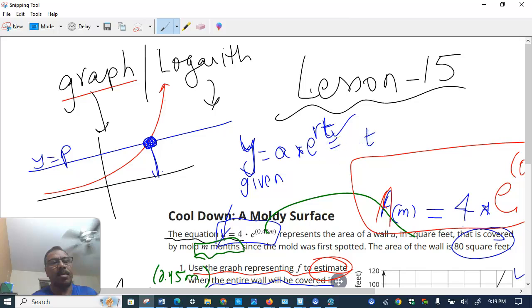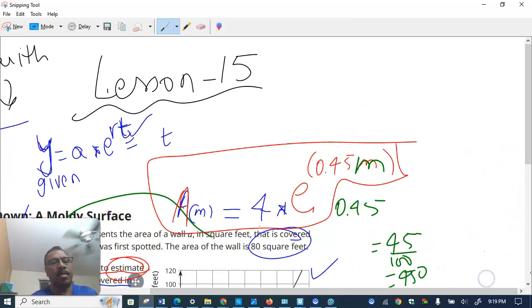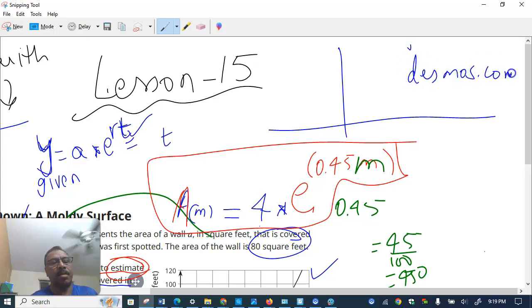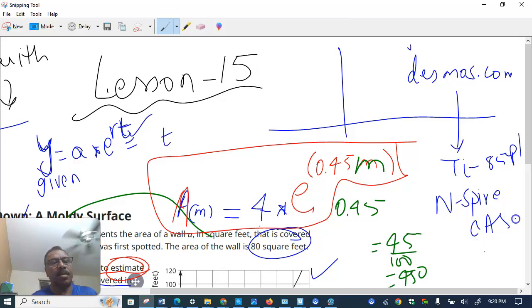This is one way to do it, and another way is by directly going on the calculator and you just put those two equations on the dashboard. So you can do this on desmos.com, or you can also use TI-84 Plus, or you can also do it by Nspire CAS, and you can get the same thing.